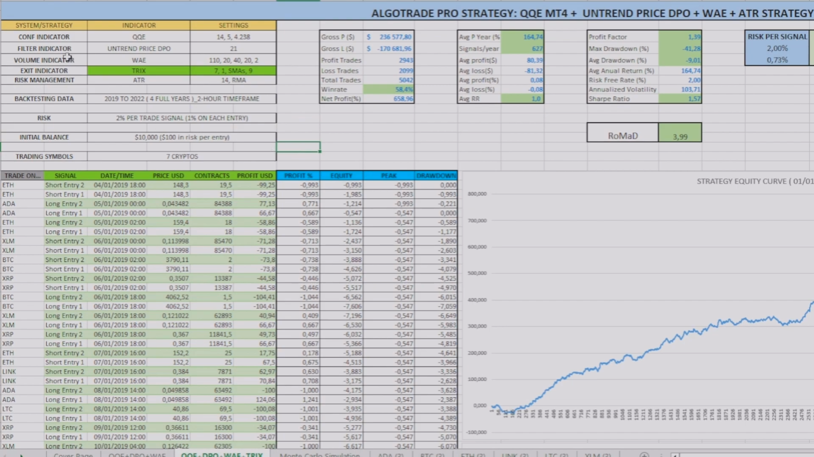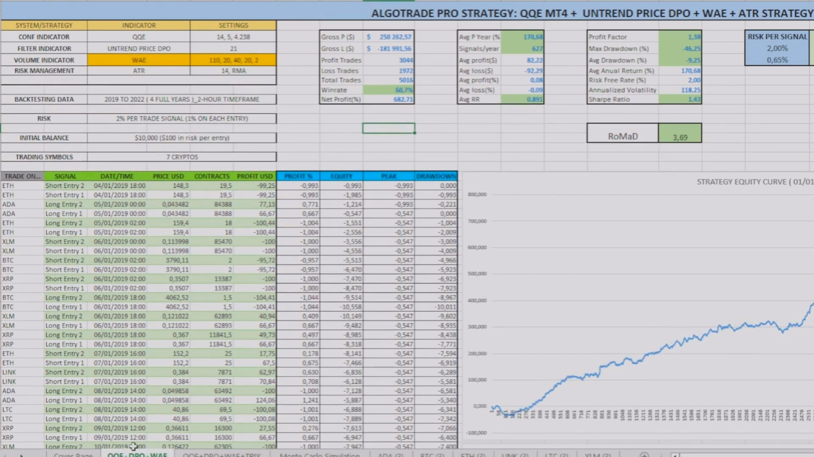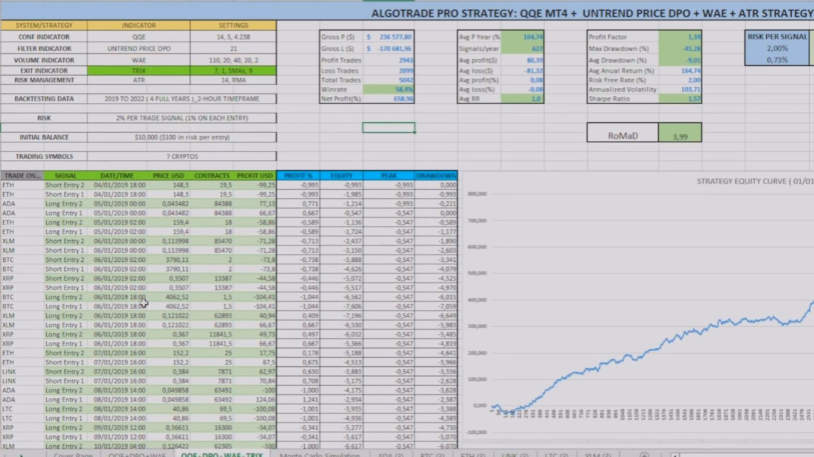In order to better understand the variations that this exit indicator makes in my strategy, I will compare each statistical value with the values presented in the third episode. So, on this side, I have the sheet with the data from the QQE Ep.4 plus the untrend price DPO and Water explosion indicators with the respective settings. And on this side I have the sheet with the same indicators plus the tricks indicator.